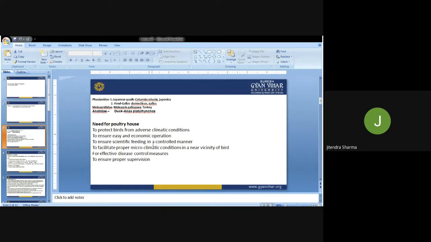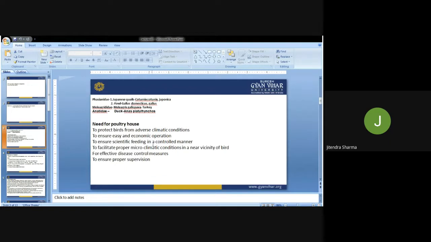Then we have turkey birds. Although these birds are not that popular in our country, in the Middle East we will find that people very much prefer the chicken of these birds. They came from the family Meleagridae, and Meleagris gallopavo is the scientific name of these birds.